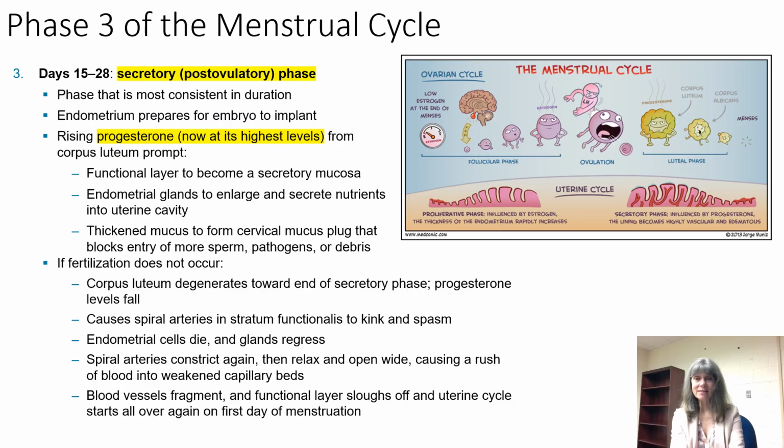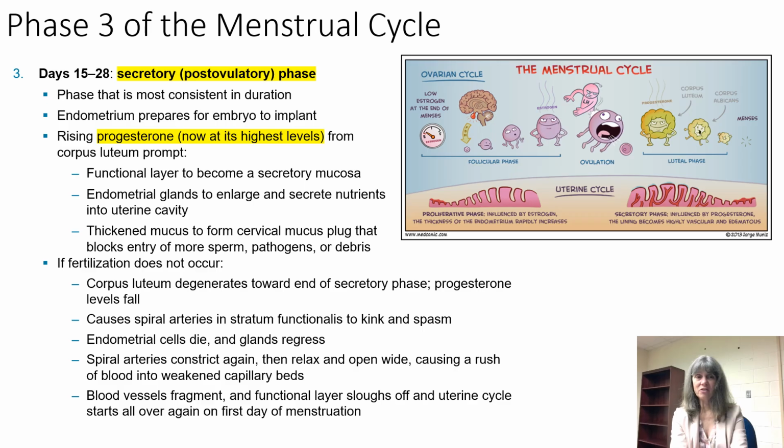This takes us into the last phase of the menstrual cycle, which encompasses days 15 through 28 and is known as the secretory or post-ovulatory phase. This is actually the phase that's most consistent in terms of duration. This is also the portion of the menstrual cycle in which the stratum functionalis in the endometrium is going to prepare itself in case the ovulated ovum is fertilized by a sperm. So basically, the endometrium is preparing itself for an embryo to implant.